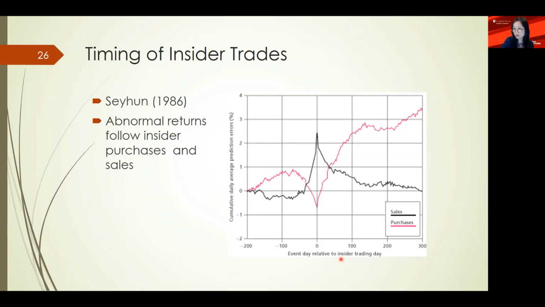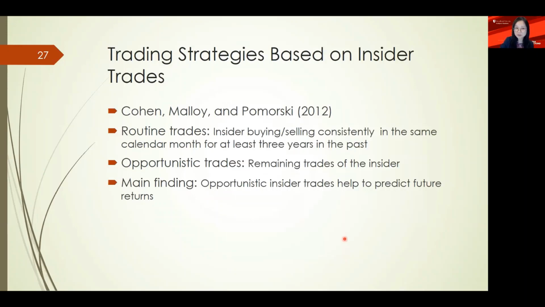Let's look at newer evidence, right? So newer evidence, I'm going to introduce this article actually published later, after 2012, by Cohen, Malloy, and Pomorski at Harvard University. So what they did is, okay, can we identify insider trades, not everyone's trades, but trades by insiders that are not routine. That's something they don't do all the time. Do those trades contain information for investors to profit based on the information revealed from insider trading?